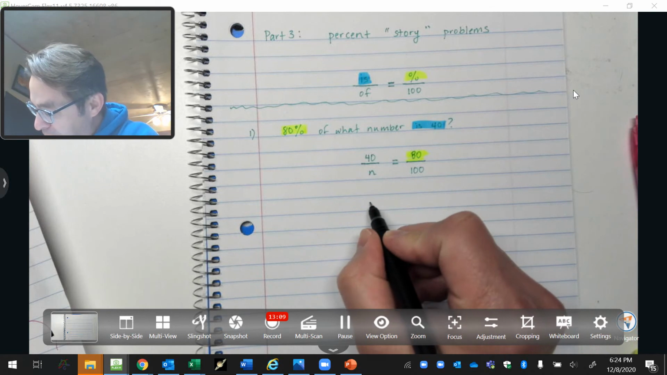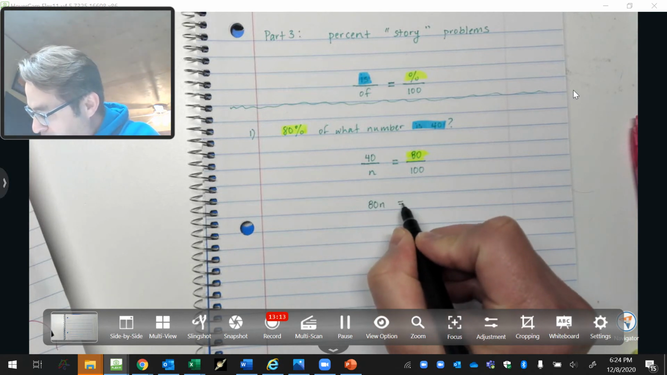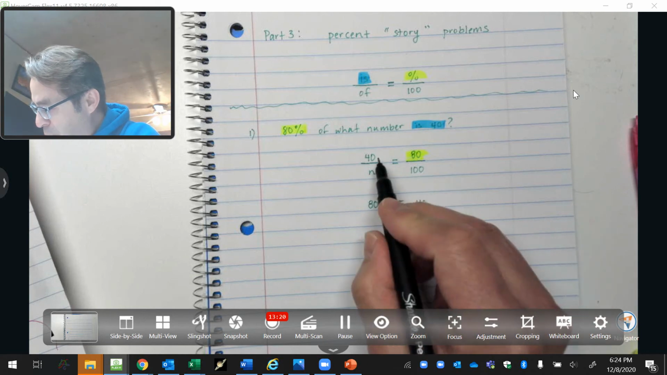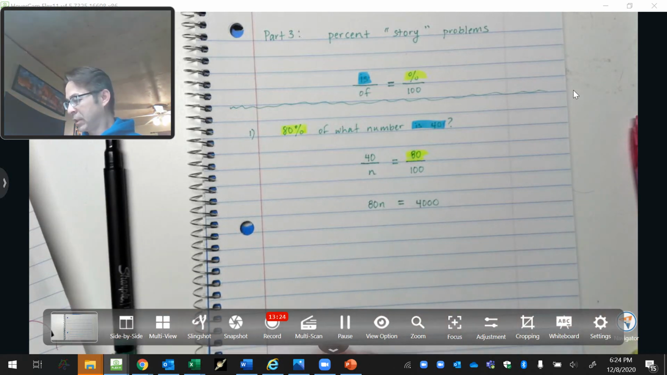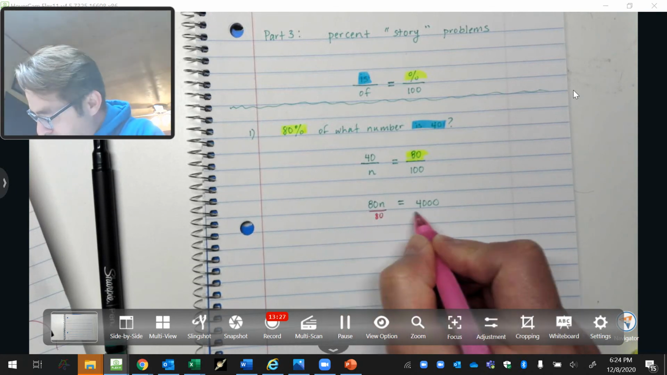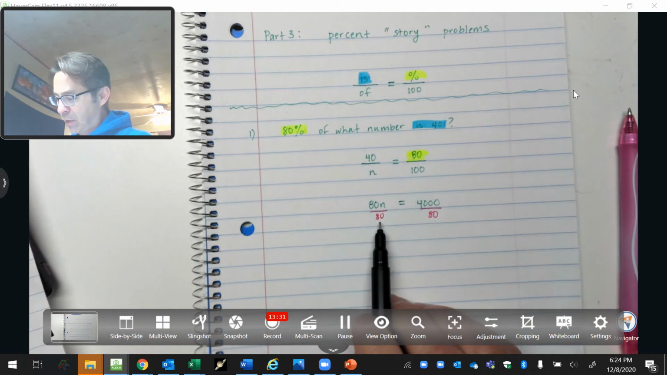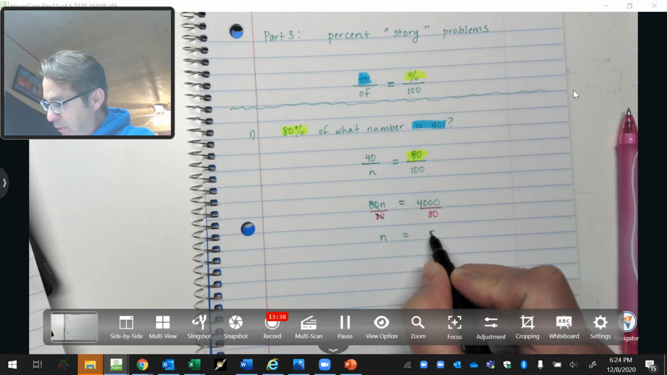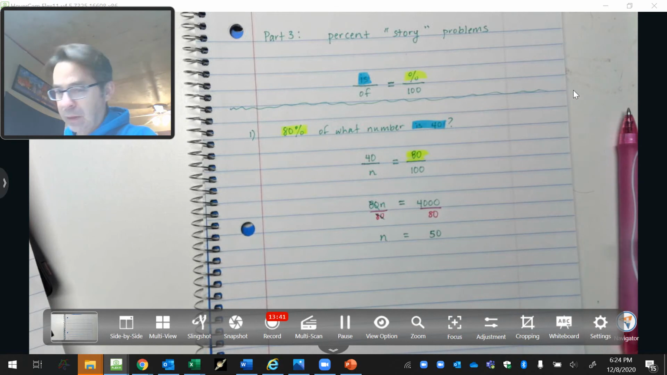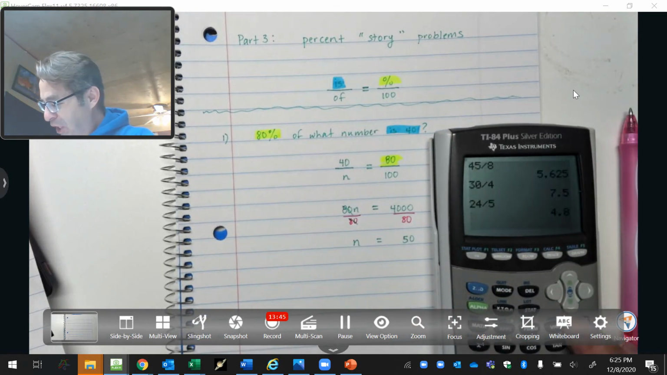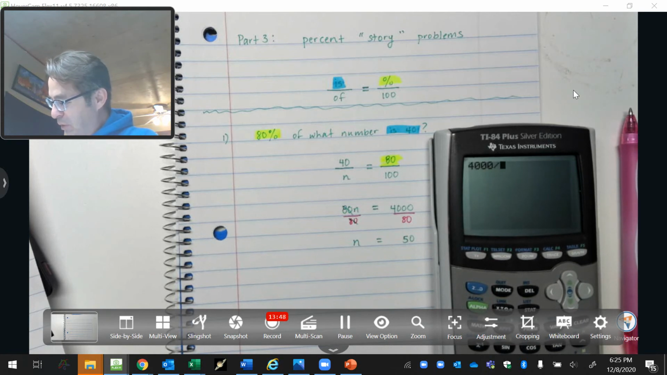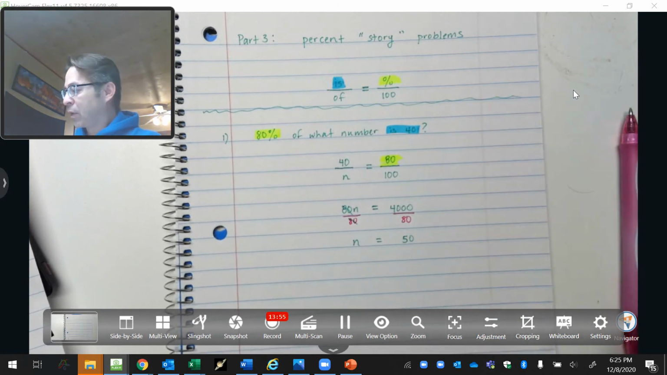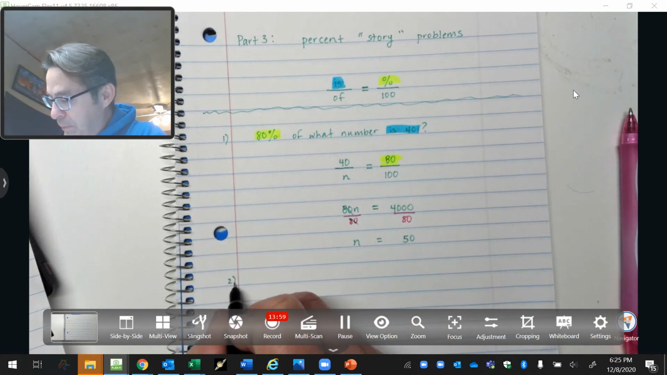Anyways, cross multiply. 80 times N. I prefer to have my variable on the left. So, 80 times N. 40 times 100 is a 4 with 1, 2, 3 zeros. And then divide both sides by 80. 80N divided by 80 is 1N. 1N equals, I think it's 5. Nope, it's 50. If you're not sure, please use a calculator. Check out a calculator if you're not 100% sure. We're still finding some people making errors, especially with negative numbers, so if you're not 100% sure, check on a calculator. Okay, next one.